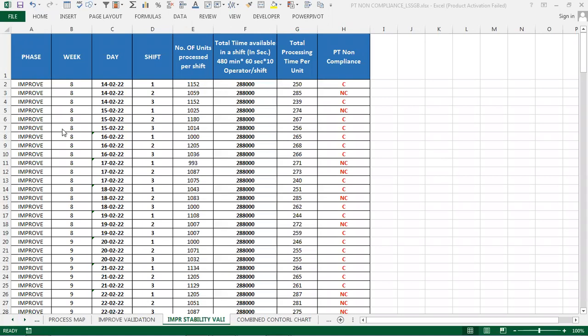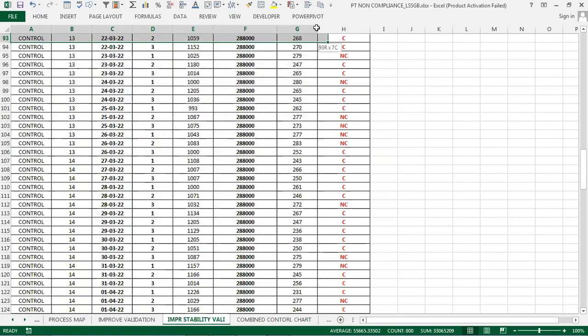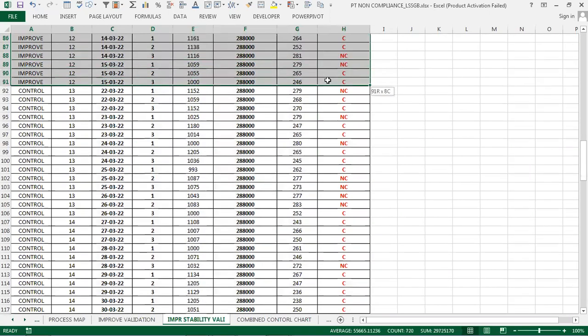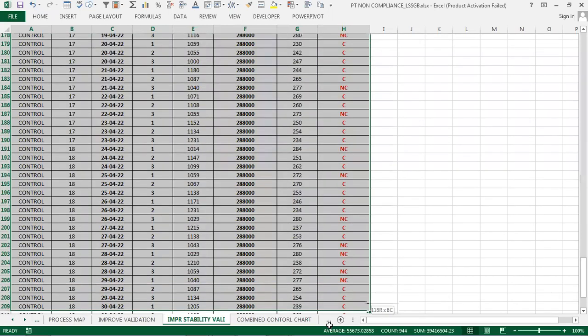So we are on a spreadsheet. Here we have copied and pasted the improve phase data and control phase data together, and we have seen this data on our slides as well. All we did is take whatever improve phase data we had and paste it over here, followed by the control phase data. This is the improve phase data, and this is the control phase data. So we pasted it over here.